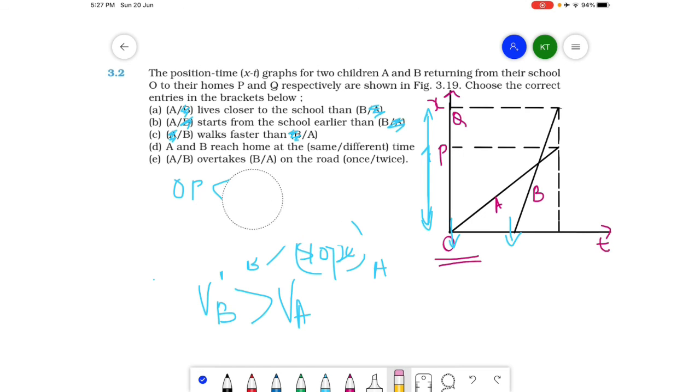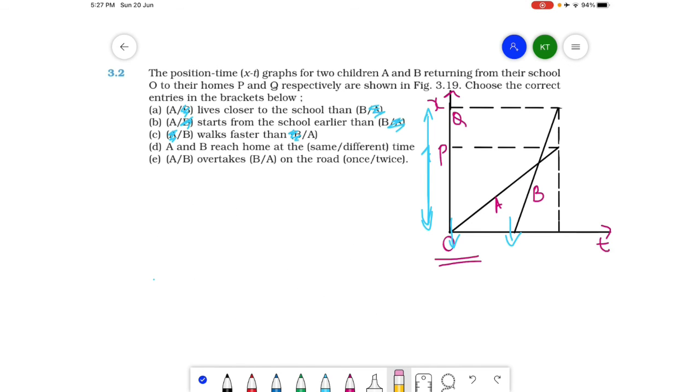Now the fourth part of the question. Do they reach at the same or different time? From the graph we can see that they reach at the same time.